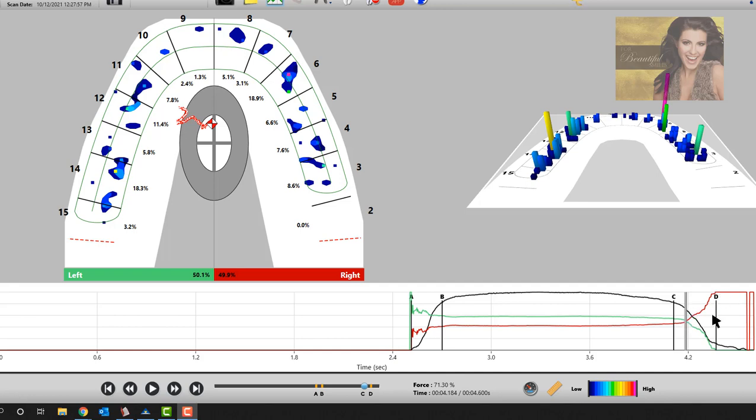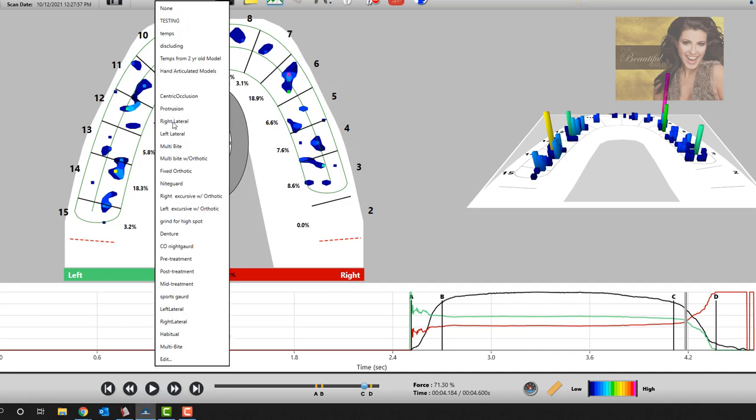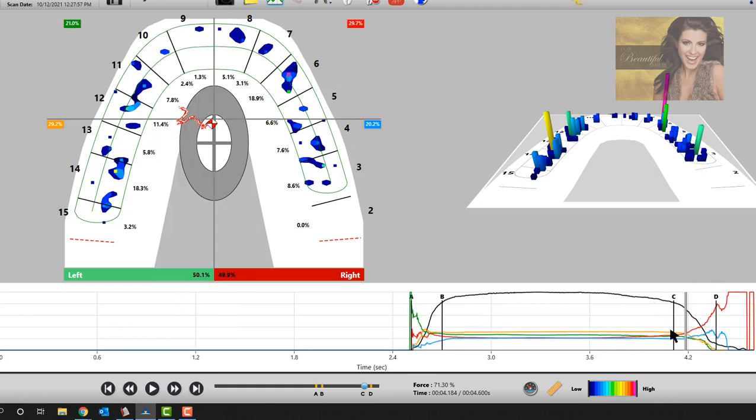Now here's where it gets tricky because you haven't selected anything as far as the bite goes. But I just told you we're going, it's a right lateral movement. Watch what happens to C and D when I select right lateral. Well, it just changed, Joe. This line needs to be moved over here.